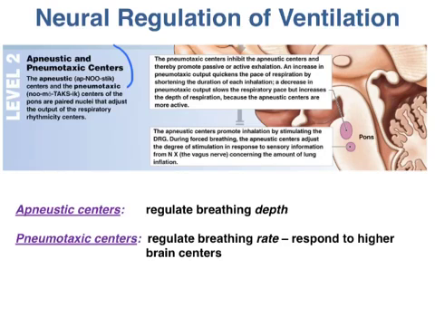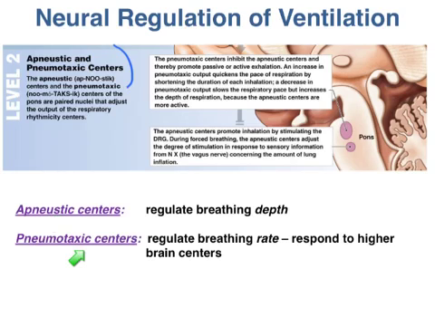The apneustic is providing continual stimulation to the DRG. Continuous stimulation. It only stops when the lungs are fully stretched during forced breathing. So the apneustic centers continuously stimulate the DRG, but then they shut off to prevent overinflation and potential damage to the lungs.